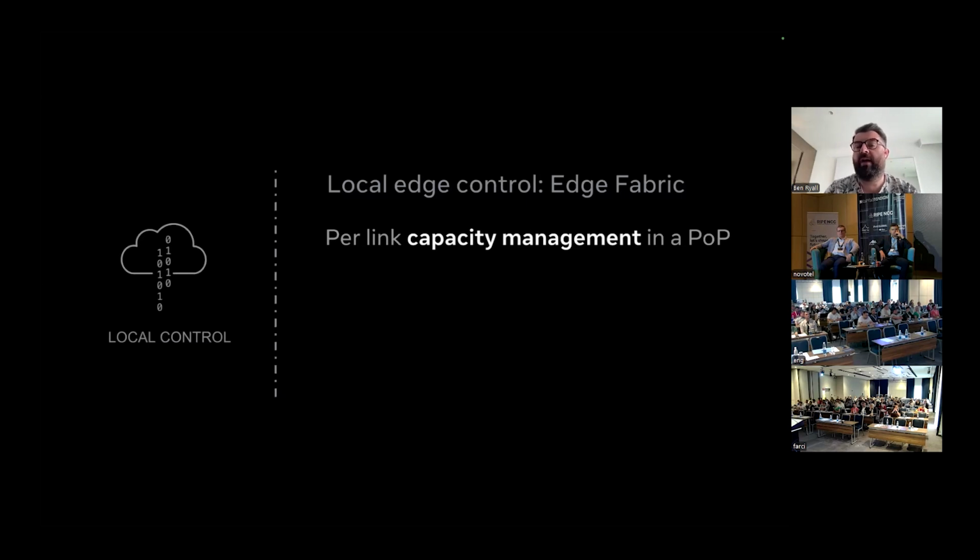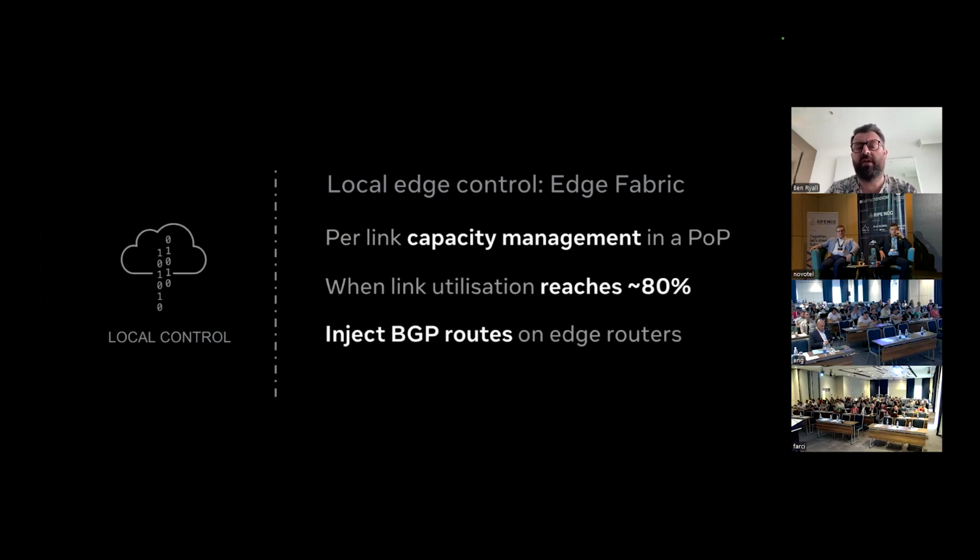In our POPs, where we have all of our interconnects, PNIs, uplinks, we still care about the utilization of those links. We don't want a full PNI because that packet loss and congestion will not deliver the experience we want. We have a tool called Edge Fabric, which is our per link capacity management in each POP, in each metro. When a link reaches about 80 to 90% utilization, we inject more specific BGP routes on our edge routers, and that allows us to send traffic easily via alternative paths. This happens again automatically. It doesn't need an engineer to get involved. This is the software layer, making sure we serve traffic in the best way possible.